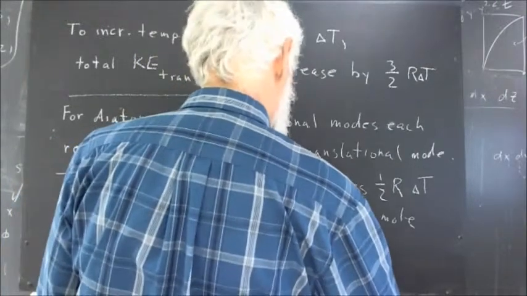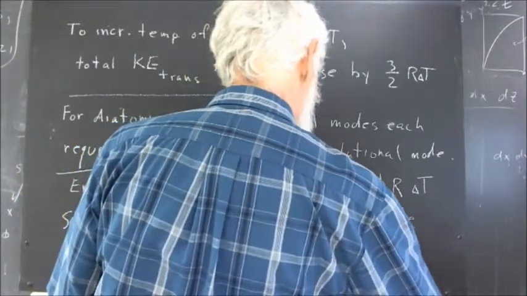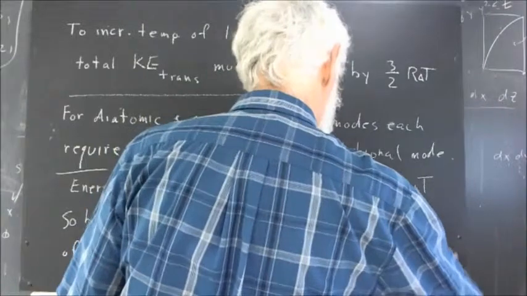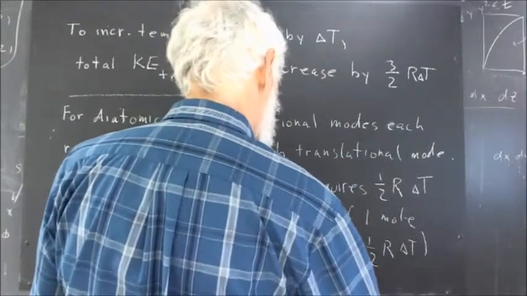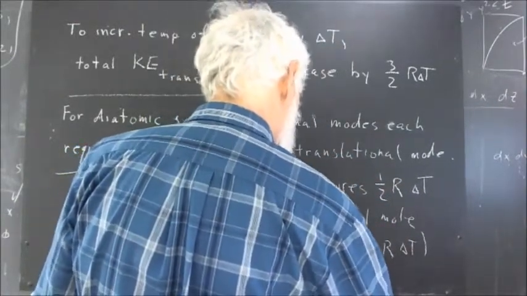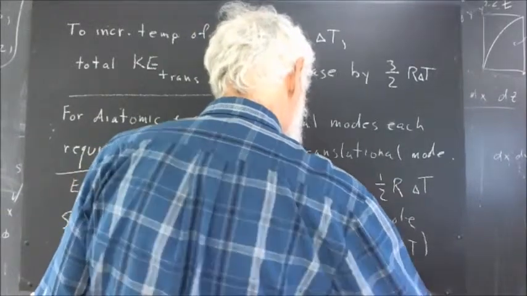It's got to be 5 times 1/2 R delta T, which is 5/2 R delta T.